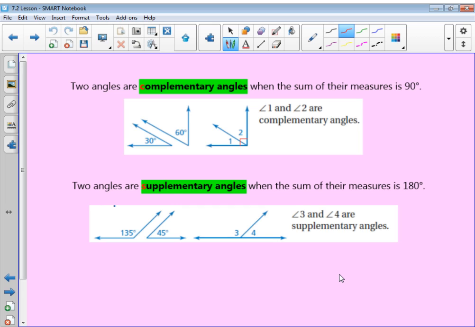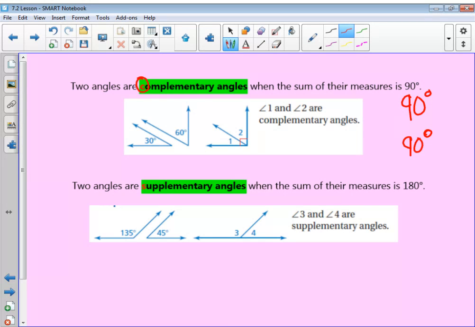So my visual cue is that with C, you could create a 9 out of it. So that's what reminds me that it's a 90 degree angle, okay? With a C, we can create a 9. So they equal 90 degrees, not percent, 90 degrees. Okay, so when you add them together, they equal 90.